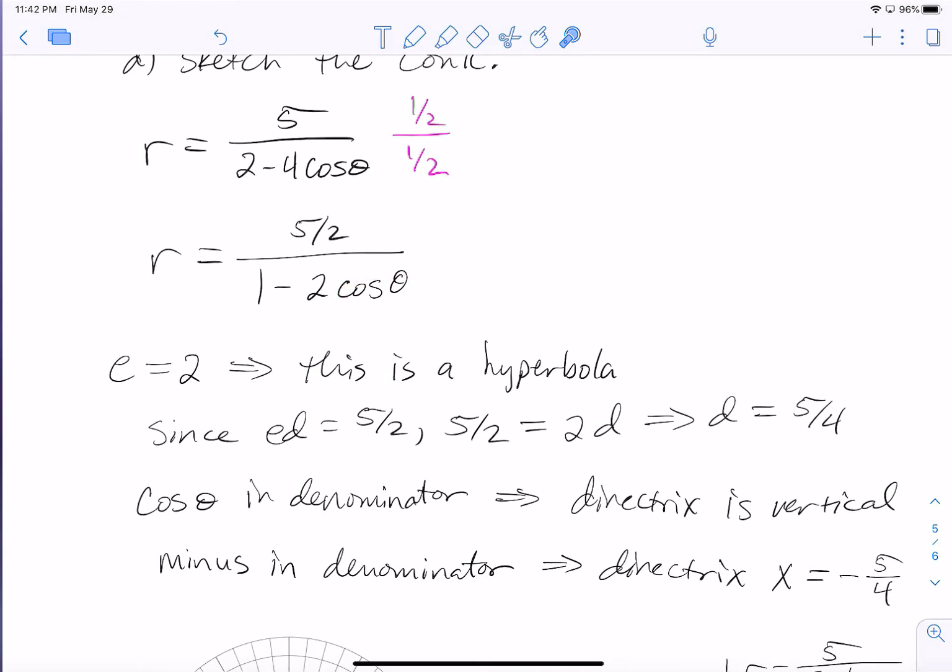Having a cosine term in the denominator means that our directrix is vertically oriented. And with a minus sign in the denominator, we know that the directrix has an equation of x equals the negative of the value we got for d, and so x equals negative 5/4.